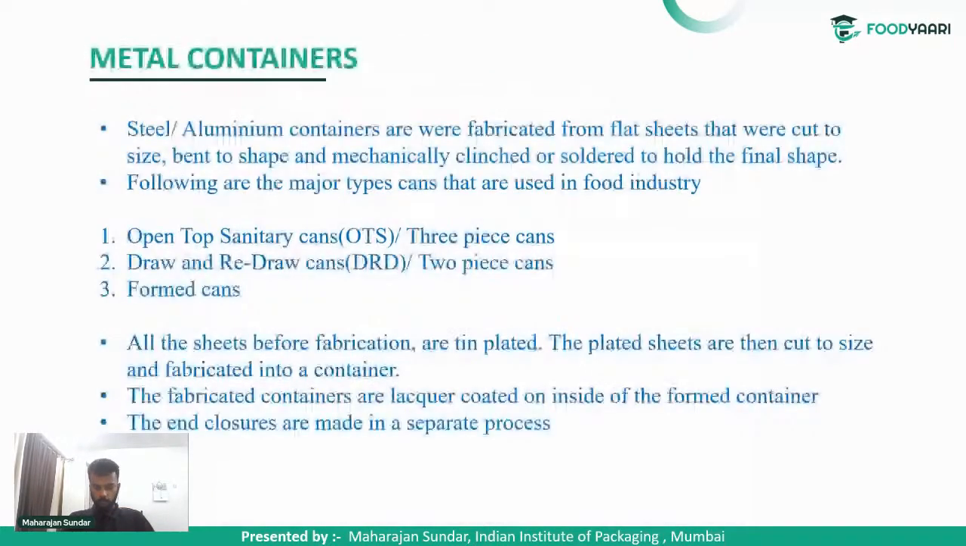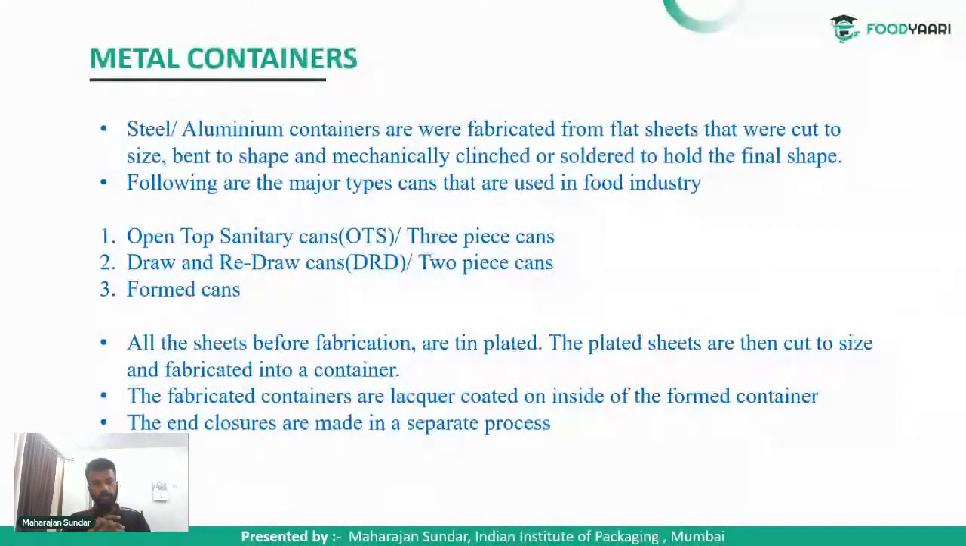Then we jump on to metal containers. Basically we know these Aldirams, Gulab Jamuns, and Rasamalais are packed in metal containers. So why are these metal containers used? Metal and glass are basically an absolute barrier for gas, oxygen and water vapor. So these metal containers are used.